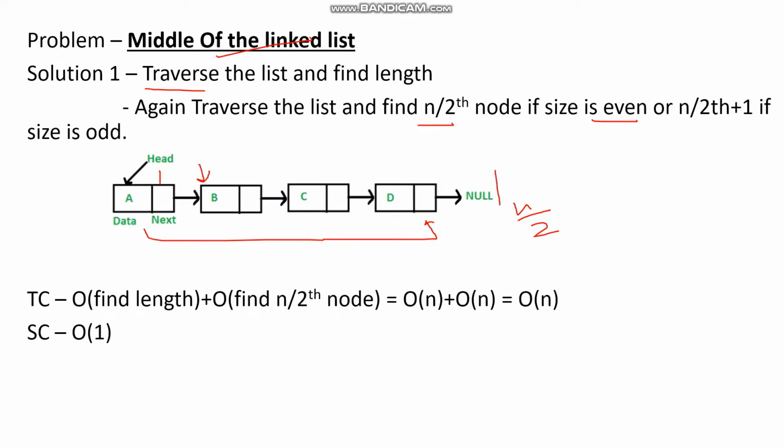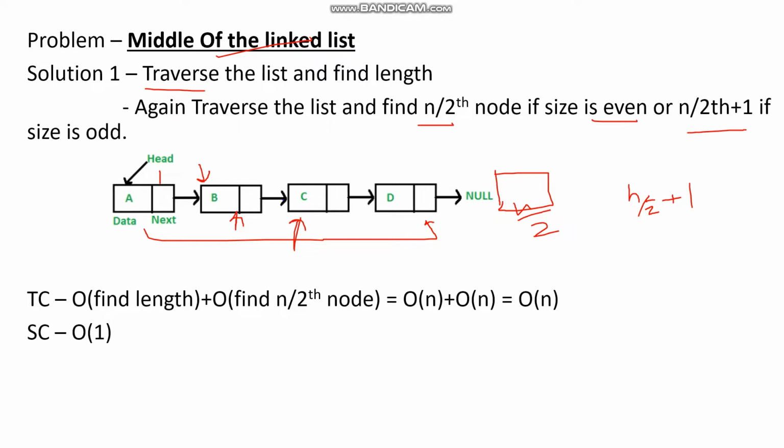Let's just say there was one more element. In that case, size is 5 and size is odd. So what will our middle be? N by 2 plus 1, as you can see here. So n by 2, that is 5 by 2, is 2. So we will reach here, plus 1. So that will be the middle if size is 5.